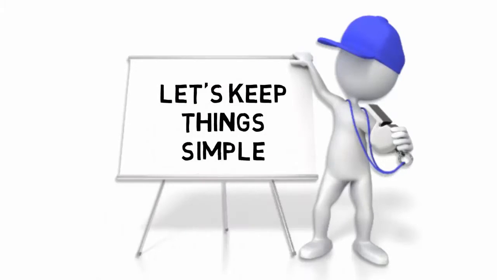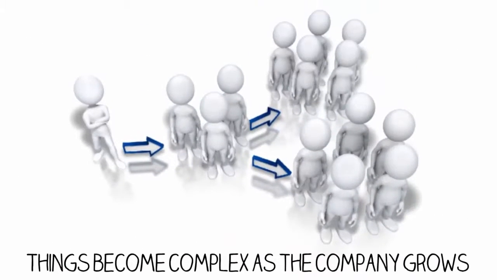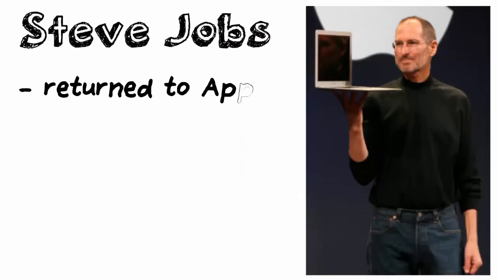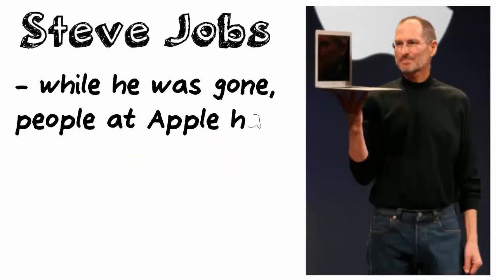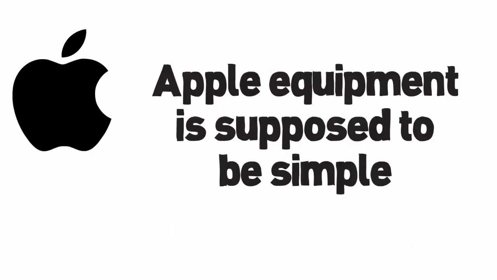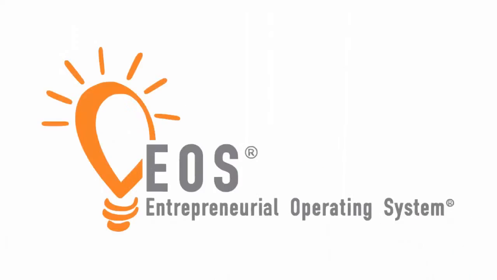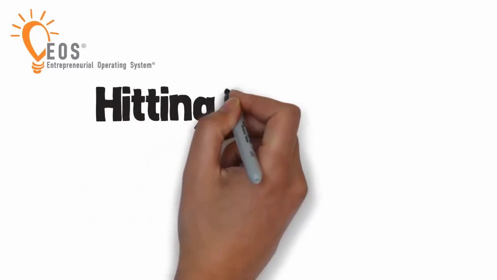The Mana Coach is obsessed with keeping things simple because if we don't pay attention, it's natural that as the organization grows, things will become more complex. As a leader, when Steve Jobs returned to Apple, he threw most of the equipment out the door. Why? Because while he was gone, people at Apple had allowed things to become too complex, and Apple equipment is supposed to be simple.